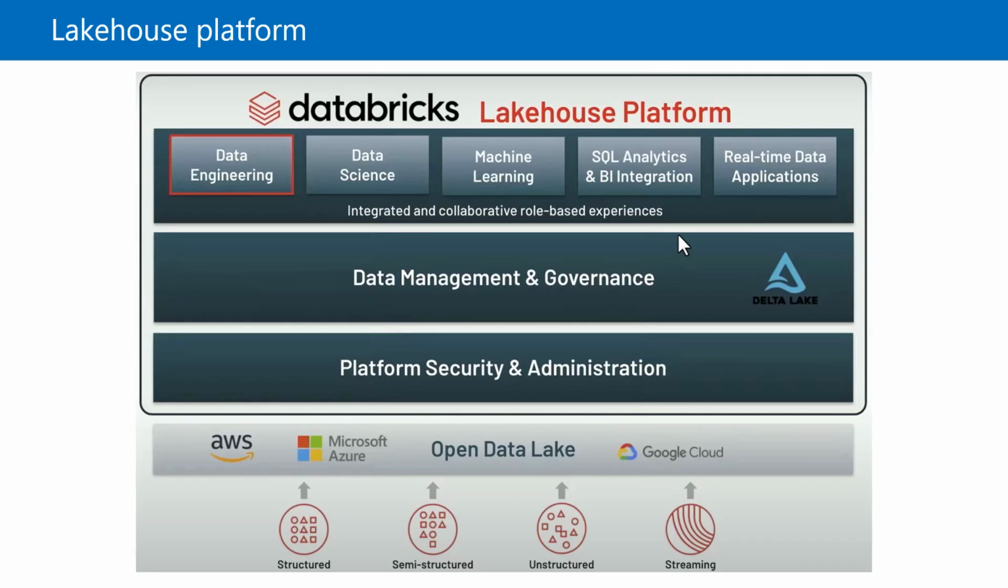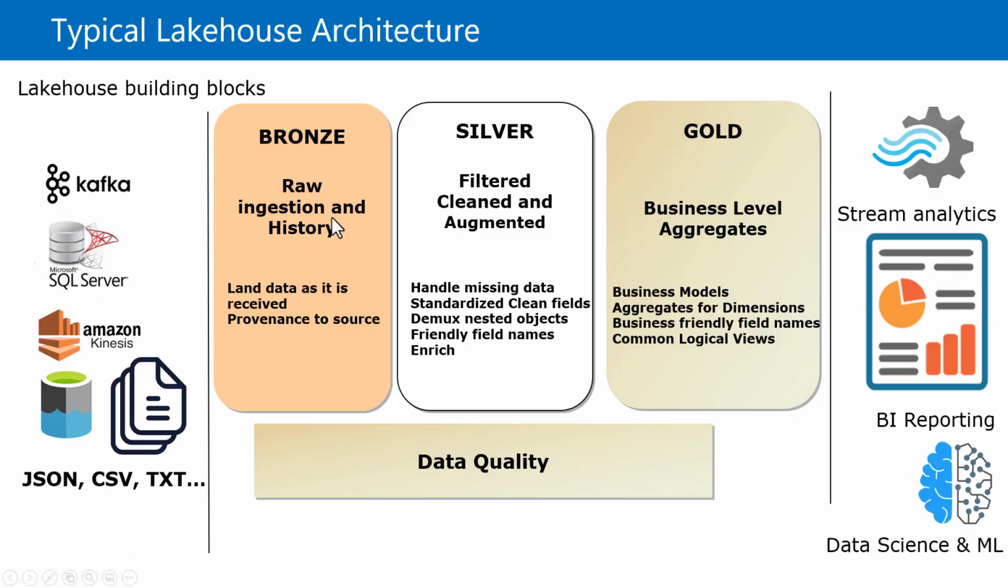Now let's go to the next step and understand what a typical Lakehouse architecture looks like. In this typical Lakehouse architecture, if you see on the left side, there are these data sources, right? The data sources could be JSON files, CSV files, or TXT files, or any different set of files, or the data might be coming from SQL databases, or it might be coming from streaming systems like Amazon Kinesis, or Kafka streaming datasets.